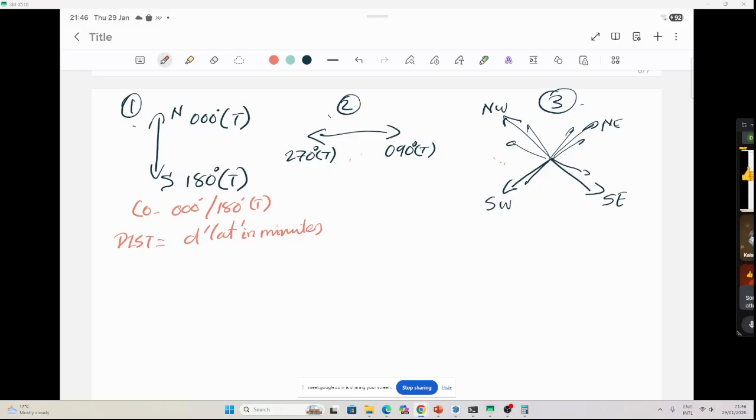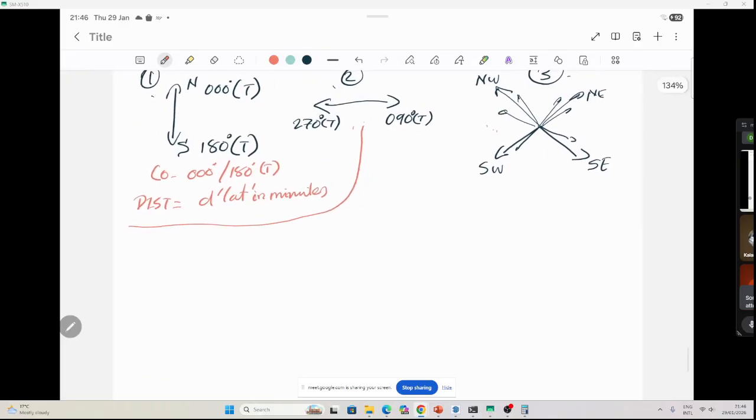The reason is I wanted to complete this second type. That's why. Okay, all right. Now you can see the second type. I'm going to explain the second type.